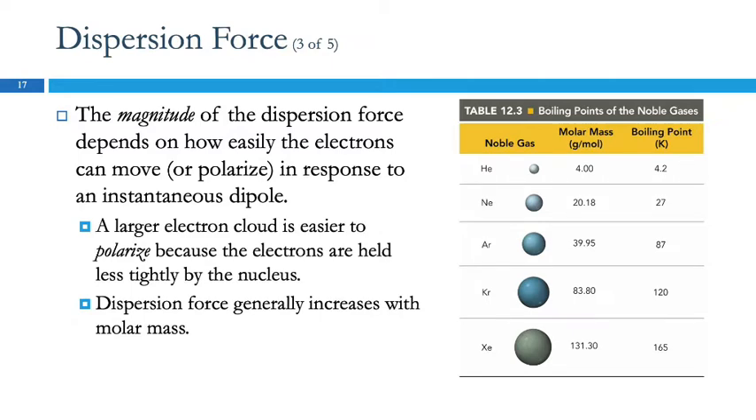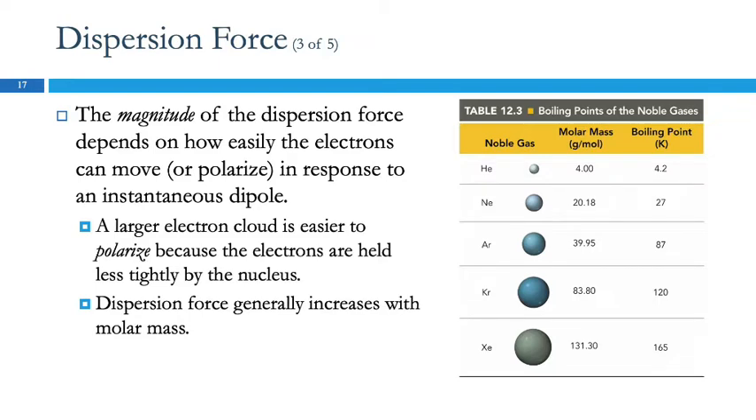So when we think about this, a larger electron cloud is easier to polarize because the electrons are held less tightly by the nucleus. Imagine xenon, a big atom. Its electrons are out in the n equals 5 principal quantum level. They're way out here, far from the nucleus, just in the perimeter here.